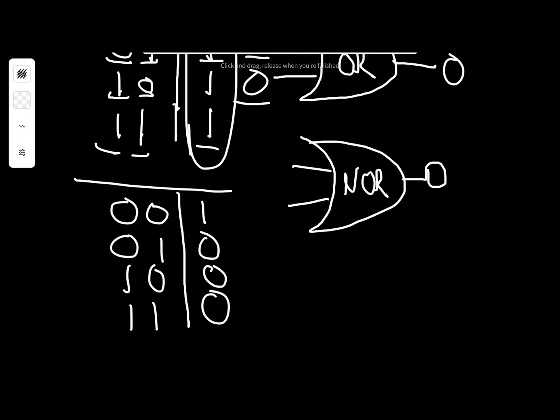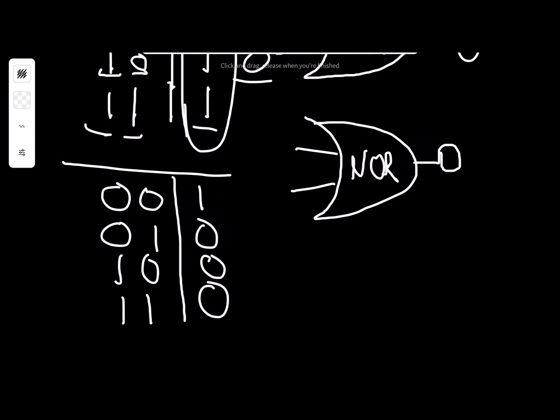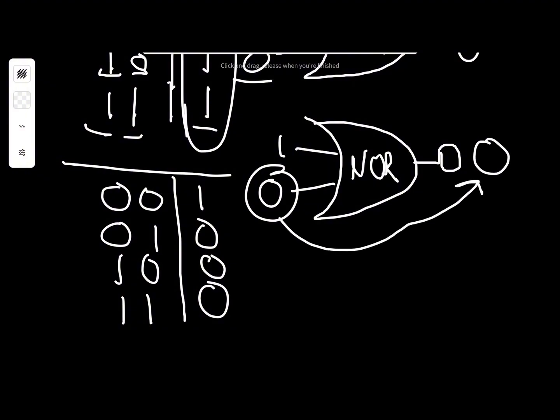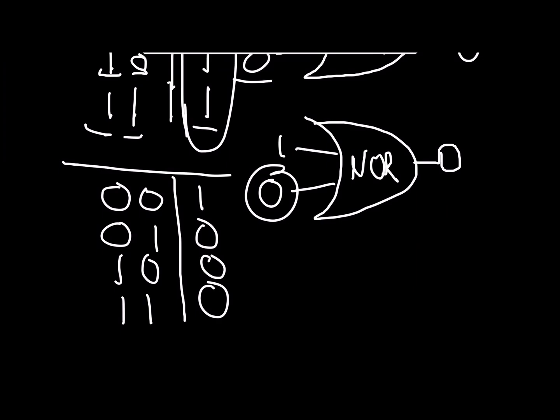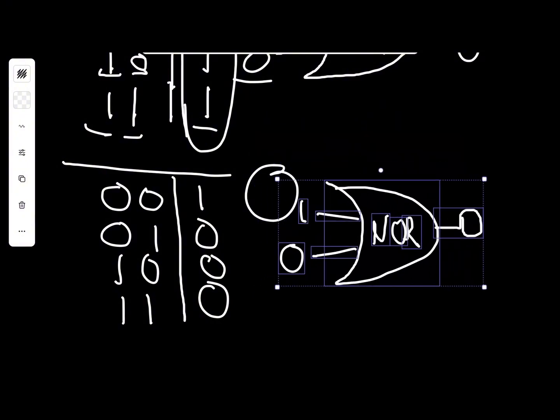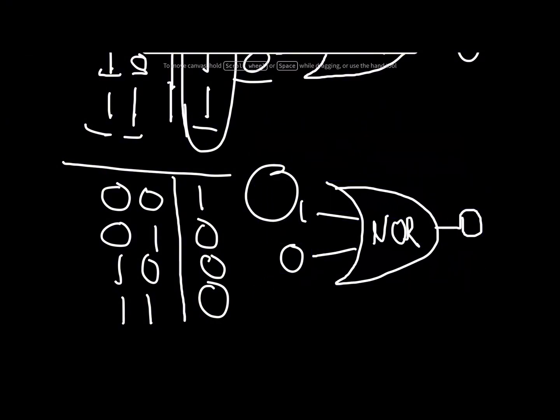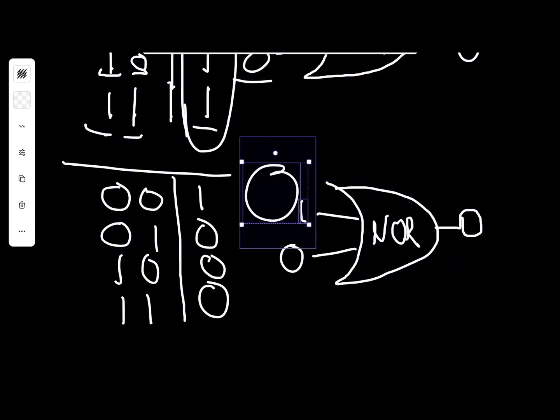And the NOR gate, it's the opposite of the OR gate. So if we see a 1, or if we see a 0, then we're going to carry over that 0 to the input. So let's try this out. So I'm going to bring this down here. Oops, let me get rid of that.